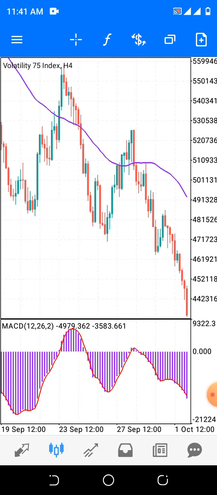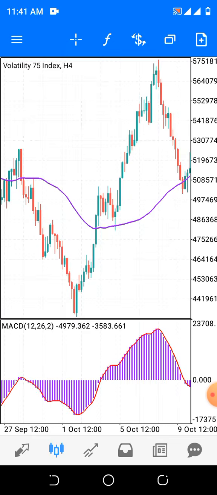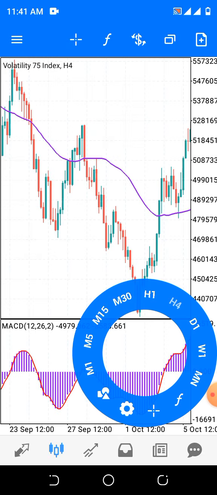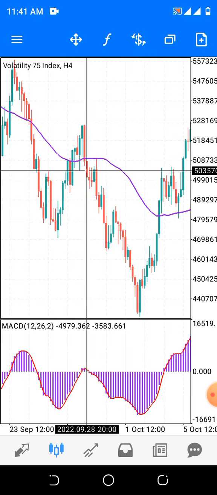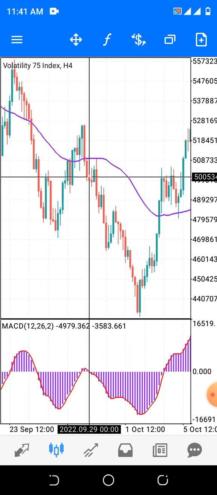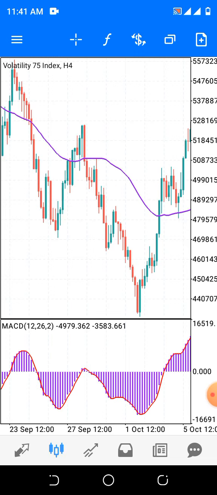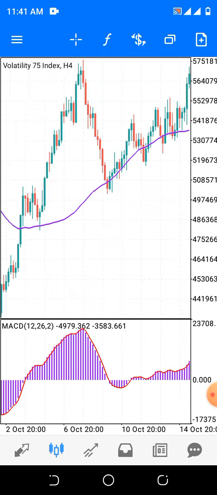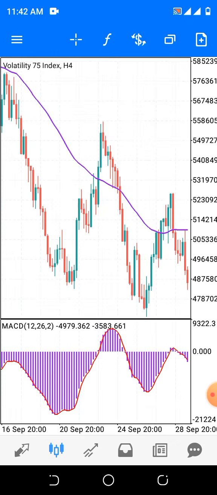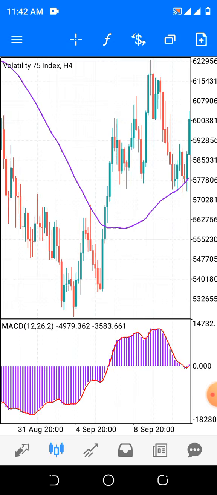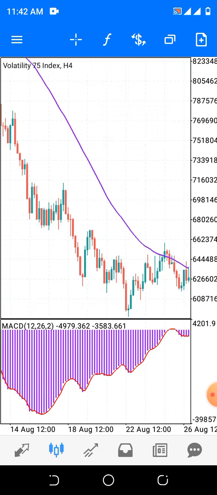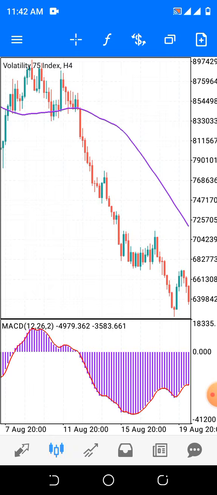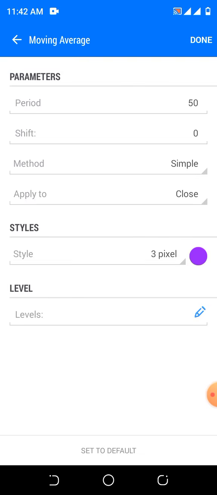Now let's see here. At this particular place, the crossing is not simultaneous, so you can ignore it. We only focus on simultaneous crossing. So that is all about this strategy: a simultaneous crossing on the MACD and on the moving average. Let me show you the settings.